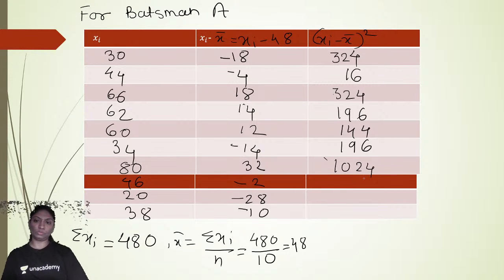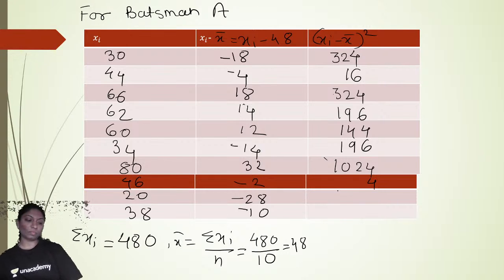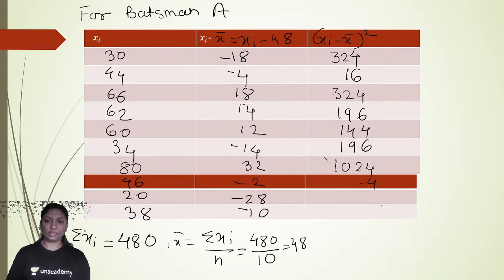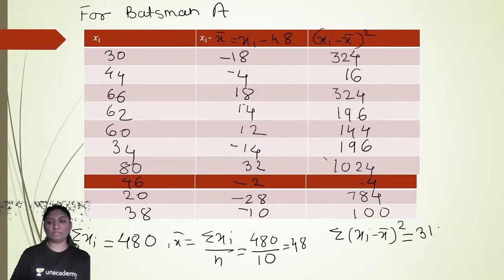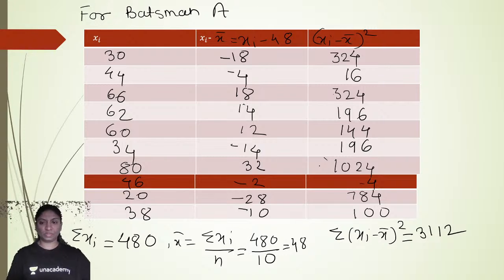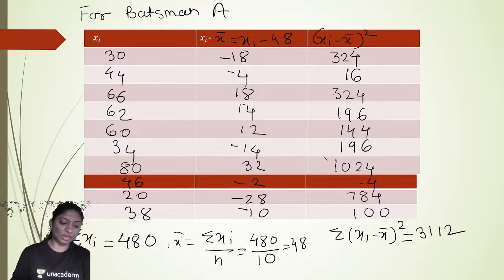And the square of 2 becomes 4, then minus 28 squared is 784, and minus 10 squared is 100. So the sum of xi minus x bar bracket square, you calculate this sum, you will get 3112. Okay, so the sum is 3112.